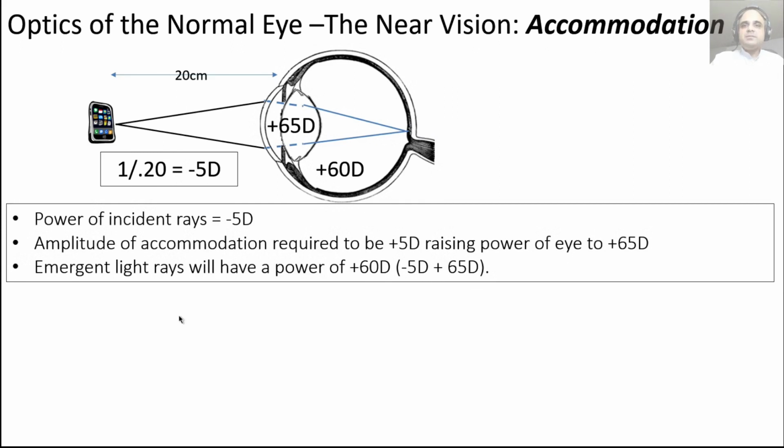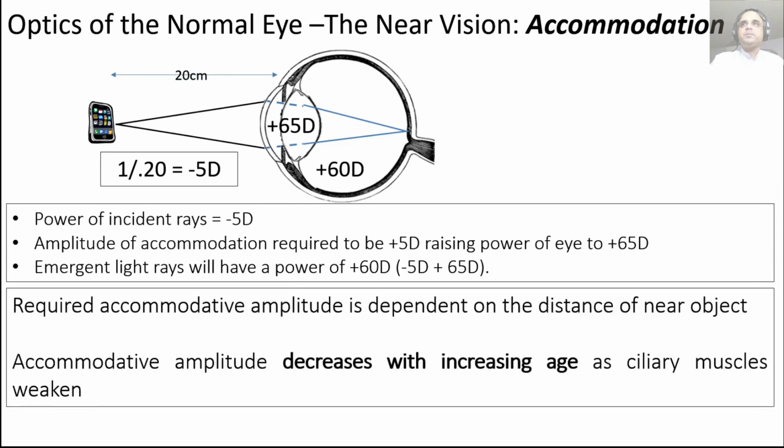So again, I'm giving you these various examples because the amplitude of accommodation would vary depending upon where that near object is. Usually the normal reading distance is considered to be about 25 centimeters. In some parts of the world it's 30, in some parts of the world it's 40, but usually here we consider normal reading distance of about 25 centimeters.